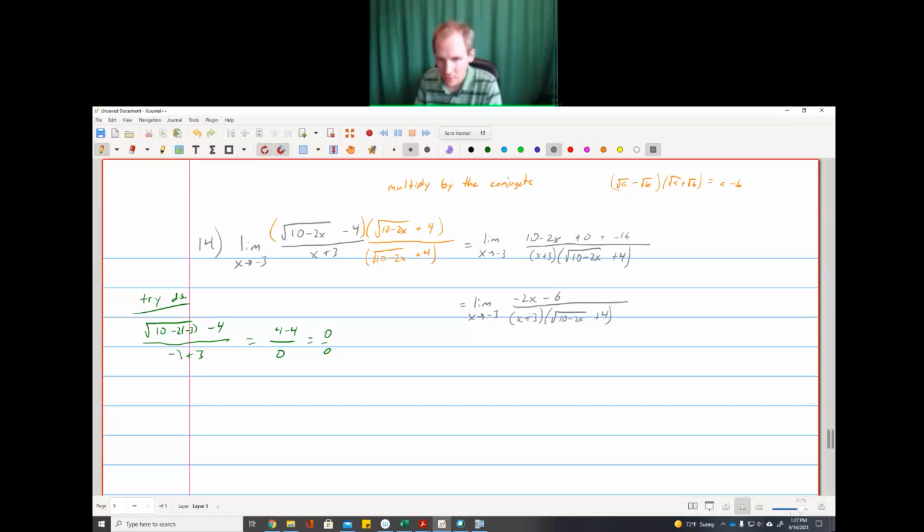My goal is to cancel this x plus 3, so if I can find an x plus 3 factor, I want to. And in the numerator, I have a -2 on my x. So let's see if we can factor out a -2, and hopefully something nice will happen. So if I take a -2 out, I'll be left with an x plus 3. And now those x plus 3 factors will cancel.